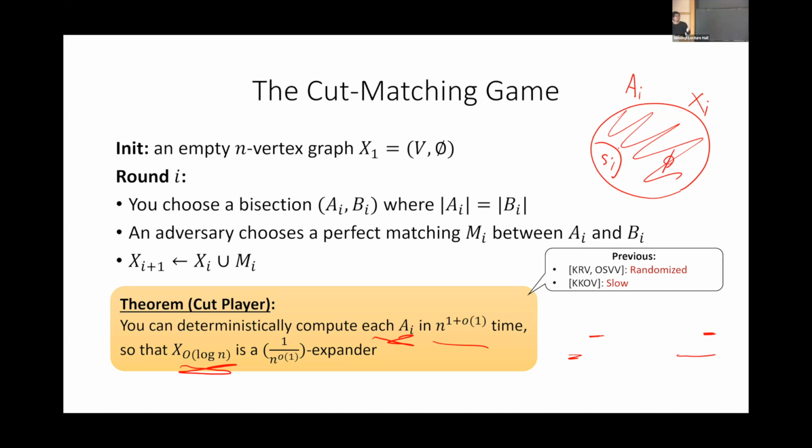But in this case, you are good too, because if you choose this set A, the matching player will add an edge crossing the cut S2. Everything here is already an expander, and once you add this matching, the whole graph will be an expander. So after log n rounds, you know that you must get a prune case, and just by proceeding on the cut matching game for just one more round, you will be done. That's what's going to happen.